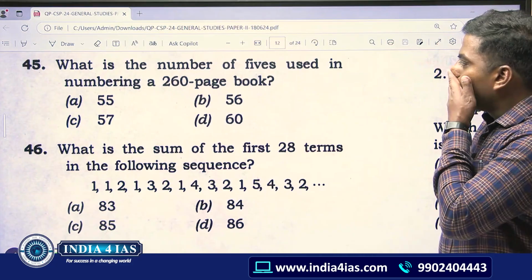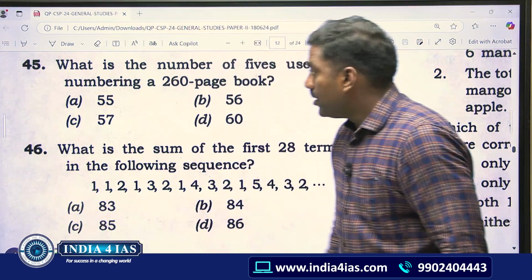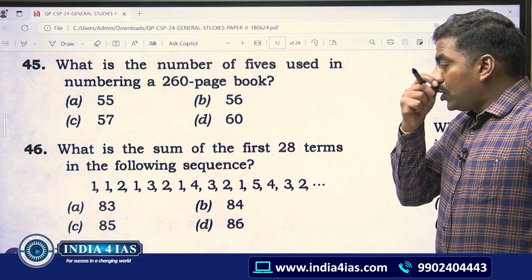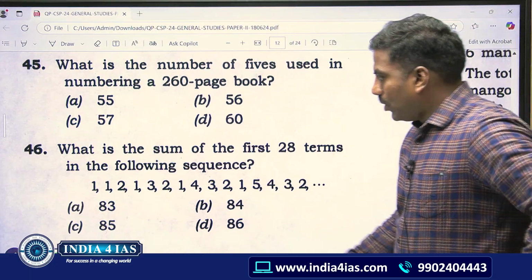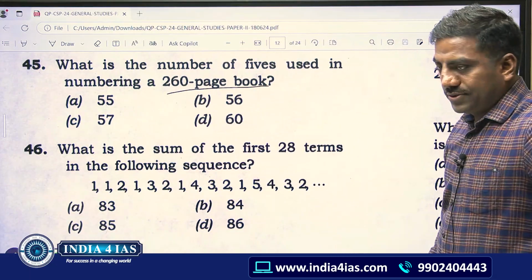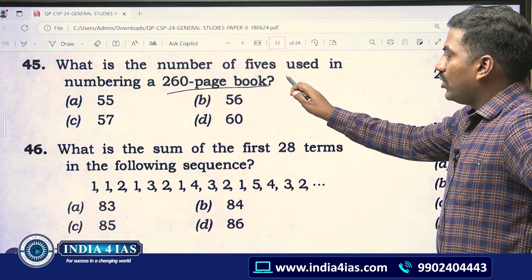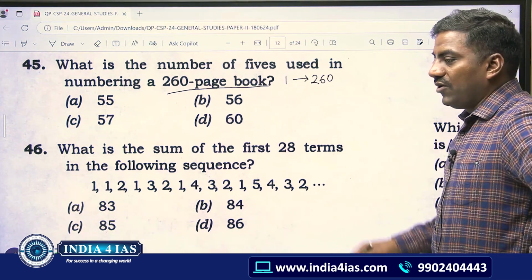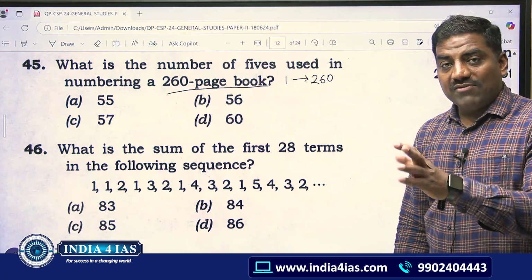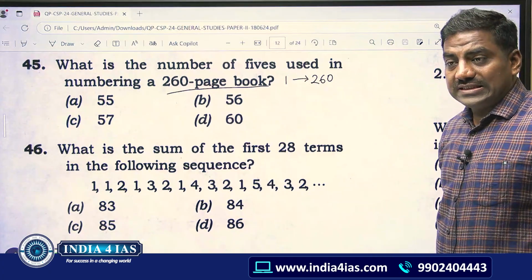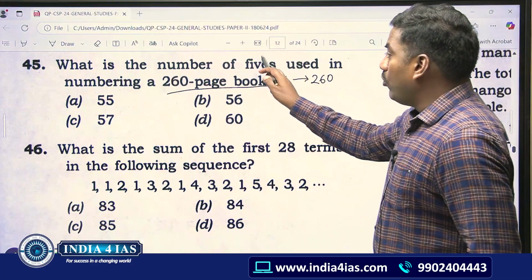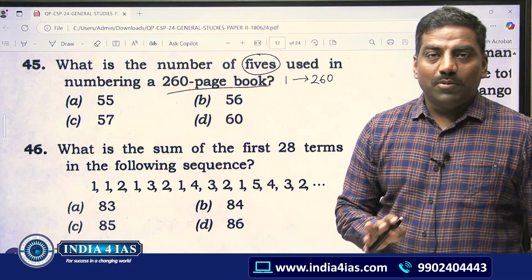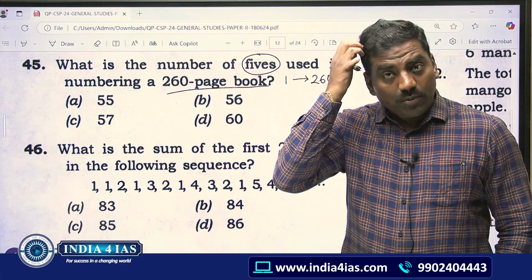Then next one: what is the number of fives used in numbering a 260 page book? There is a book which has 260 pages. So numbering will be done from 1 to 260. So 1, 2, 3, 4, 5, 6, 7, 8, 9, 10, 101, 102, up to 260. They are asking how many fives are used. You don't have to worry about these things.